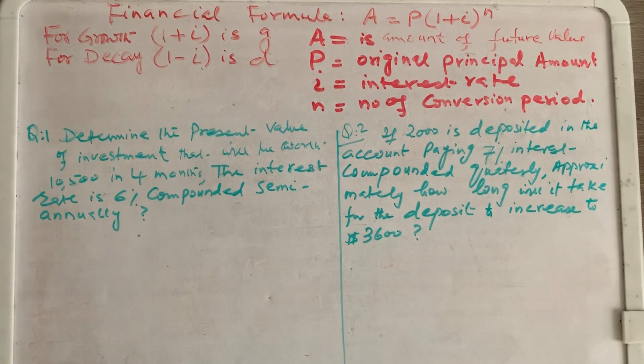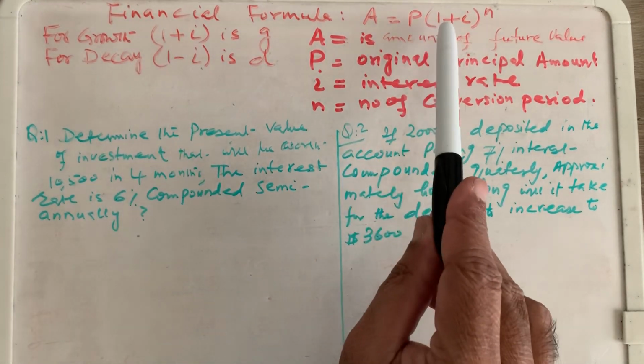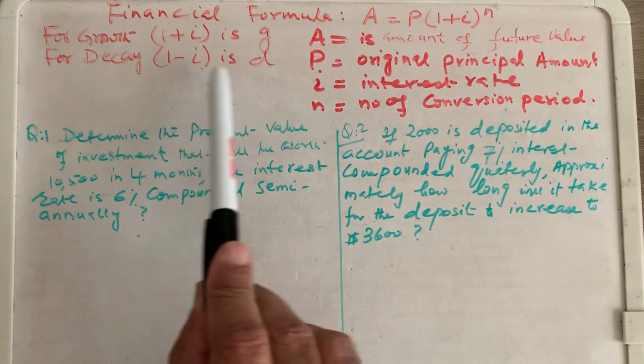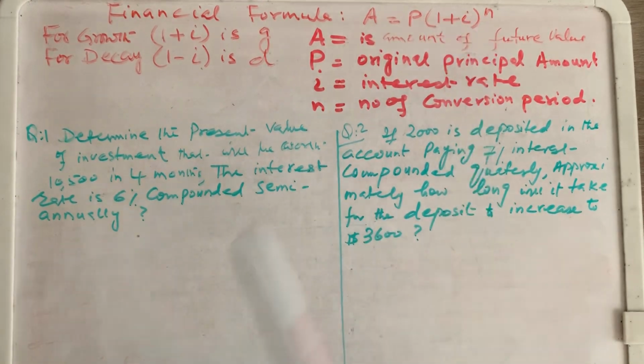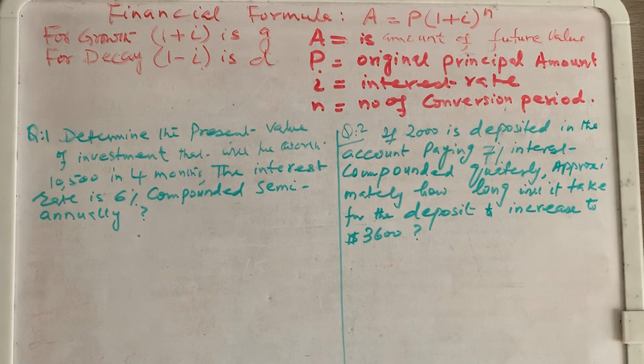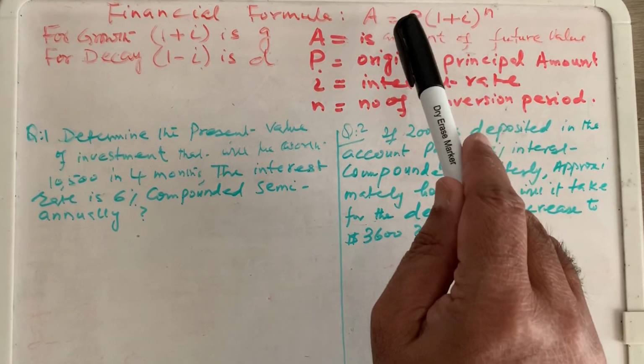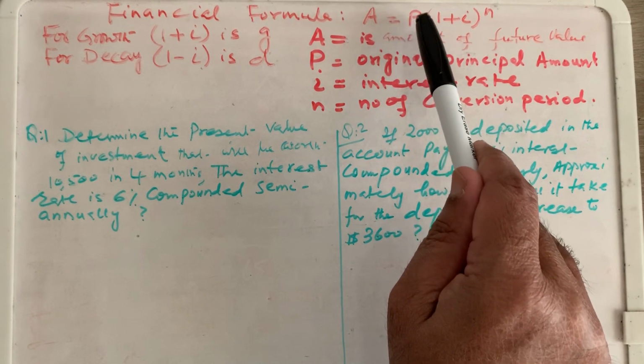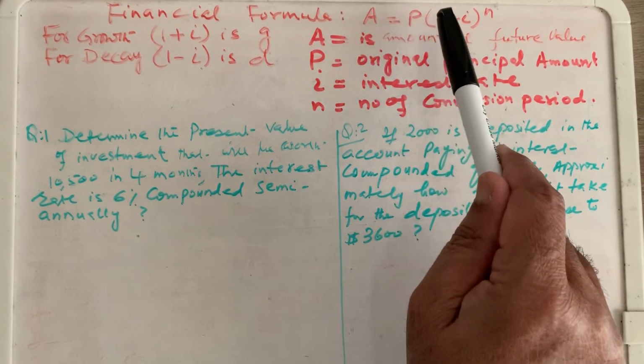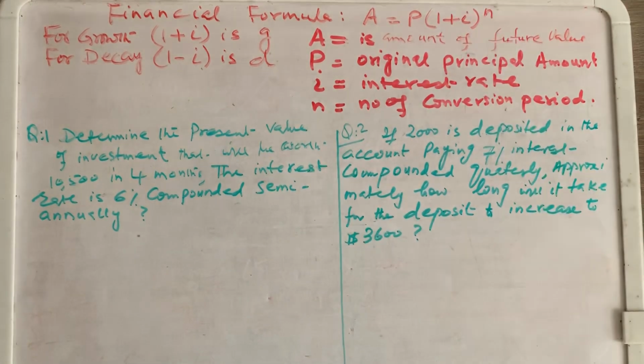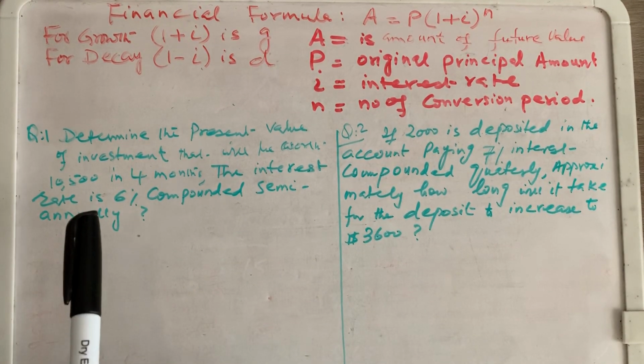So for growth, we write this formula as 1 plus i, and for decay, we write the same formula as 1 minus i. Whatever the circumstances are in the word problem, we have to choose the formula accordingly. Do not confuse. Do not try to solve the two types of questions with the same formula. The formula will change for decay. A equals P times (1 plus i) raised to the power n. Now we see what the question says.